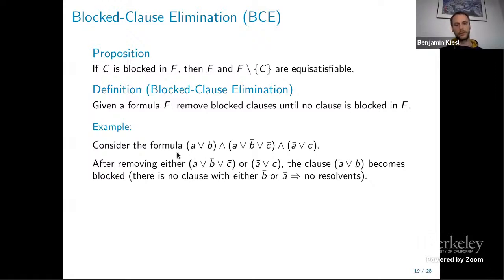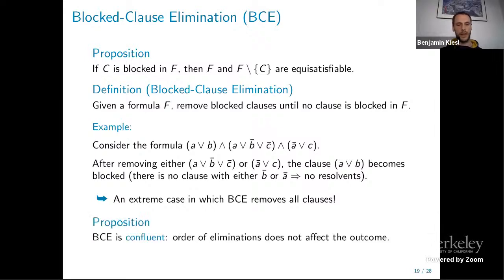Here, if you take a closer look, you could see that the middle clause is blocked, so you could remove it, and the same holds true for the last clause. And once you remove one of them, the first clause also becomes blocked, and then you can also remove it. And what happens here is that in this case, blocked clause elimination could remove all of your clauses. So you can see that by removing certain clauses, new clauses can become blocked and so on, and then you can go on removing clauses, and this can lead to the removal of many clauses.